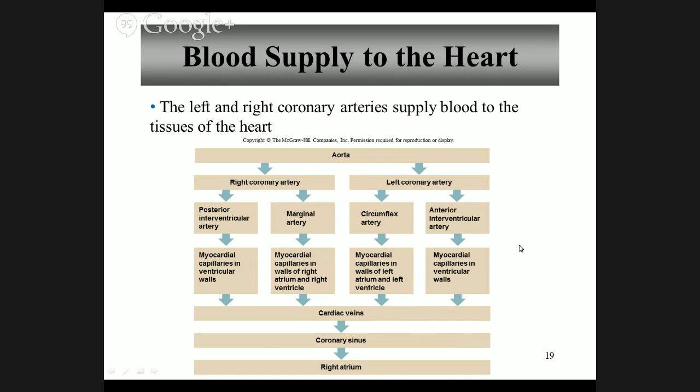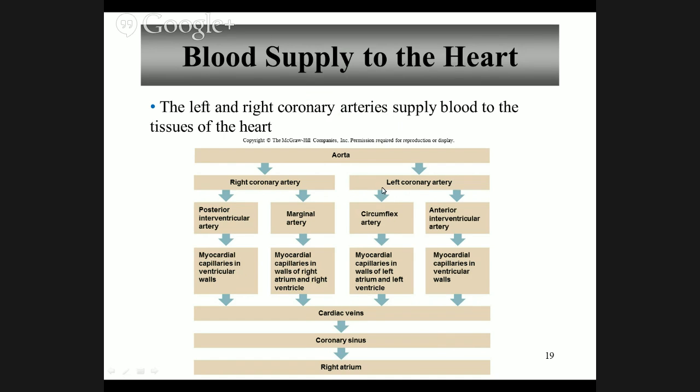This slide shows the blood supply to the heart. The left and right coronary arteries supply blood to the tissues of the heart. So the aorta branches to the right coronary artery and left coronary artery. The right coronary artery has two branches, a posterior interventricular artery and a marginal artery. The posterior interventricular artery sends blood to the myocardial capillaries and the ventricular walls. The marginal artery sends blood to the myocardial capillaries in the walls of the right atrium and right ventricle.